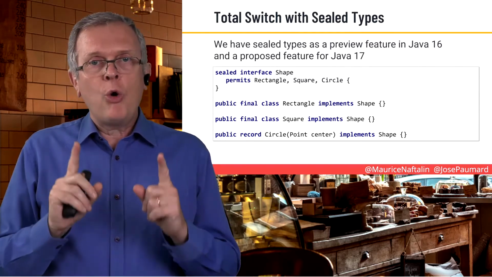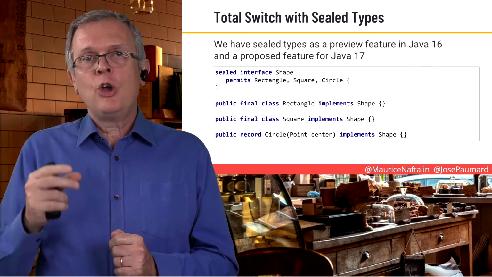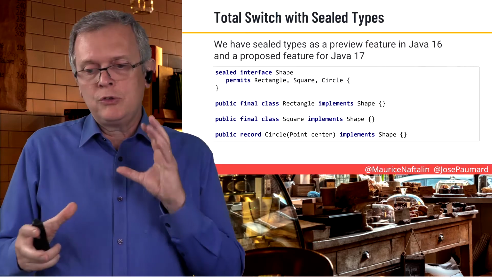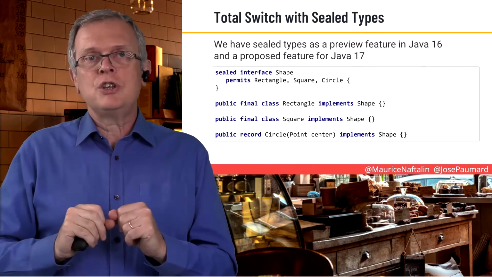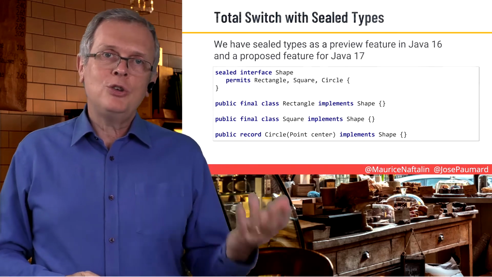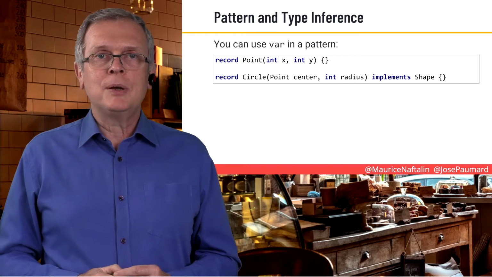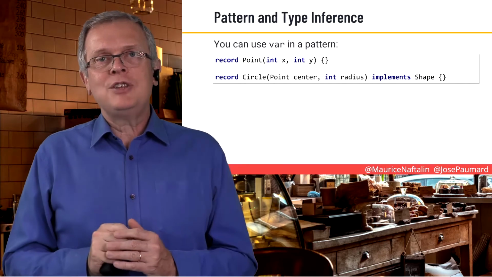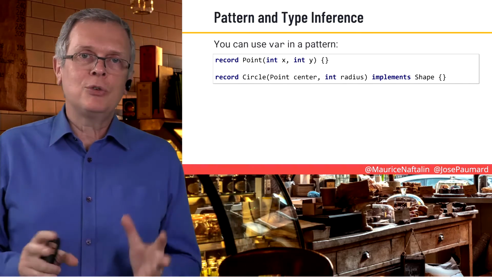And by the way, you can already have exhaustive switch expressions on enumerations, for instance. So it's not new for the switch expression. What is new is that you will be able to do that on types using this sealed type feature. There are some nice syntax features also in type pattern matching and deconstruction.